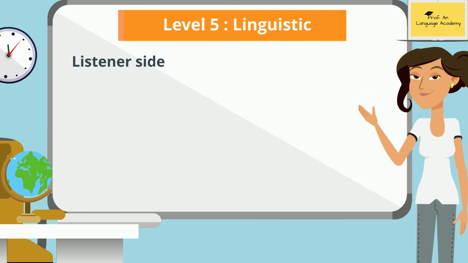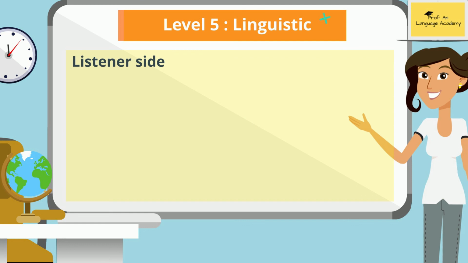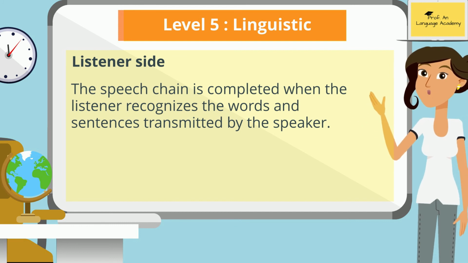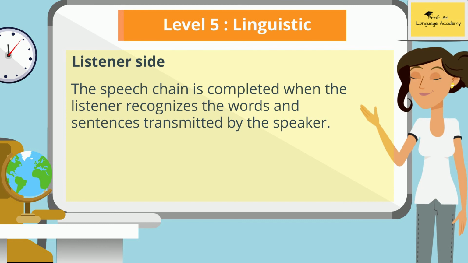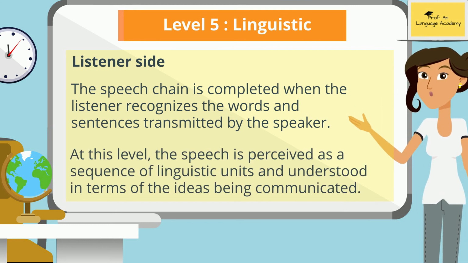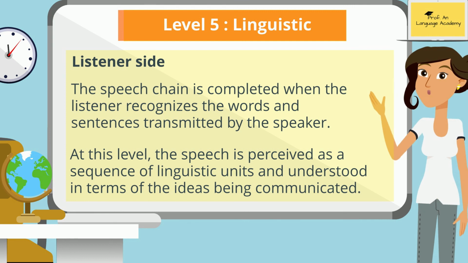The listener picks up the acoustic signal. The brain converts it into abstract linguistic representations. The speech chain is completed when the listener recognizes the words and sentences transmitted by the speaker. At this level, the speech is perceived as a sequence of linguistic units and understood in terms of the ideas being communicated.